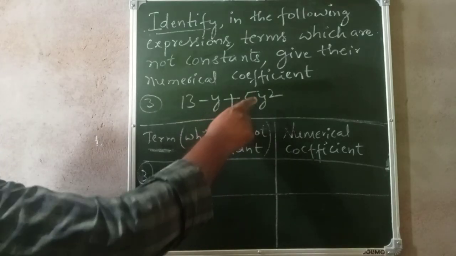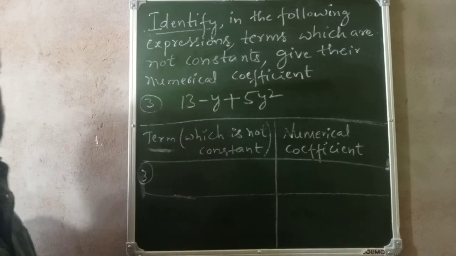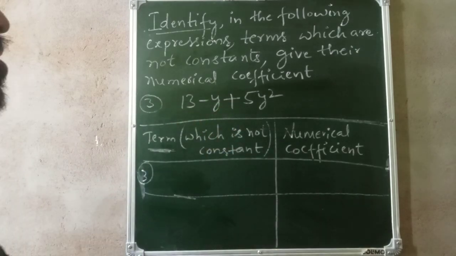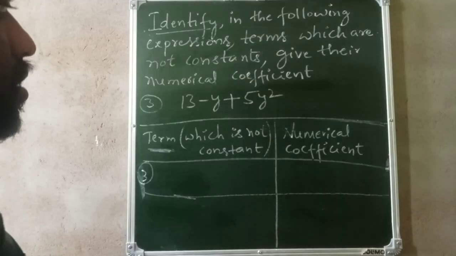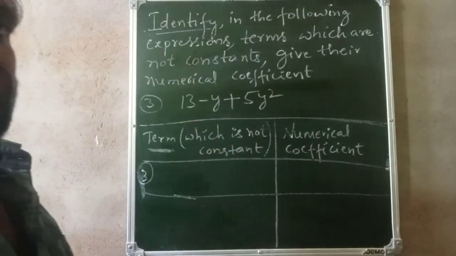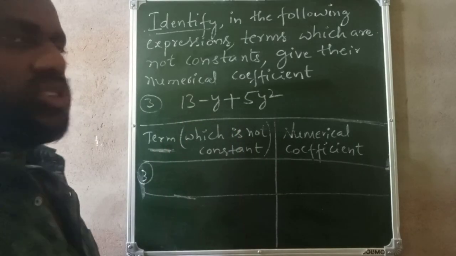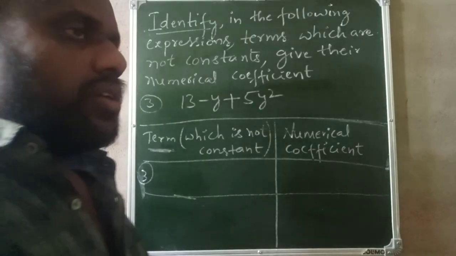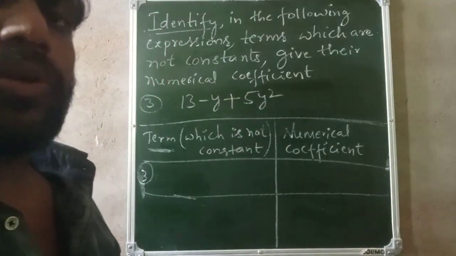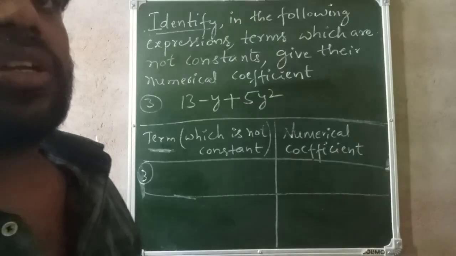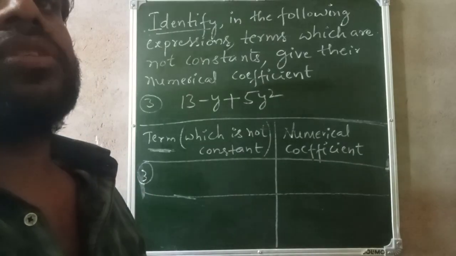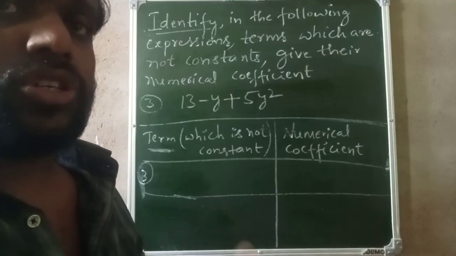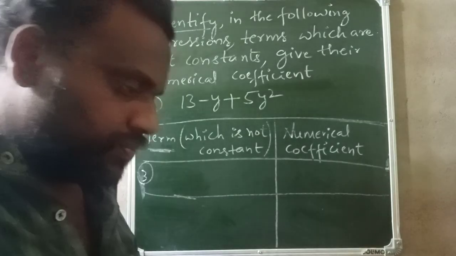Variable y, constants, and along with the plus and minus signs, all these things are present. In general we can call this an expression. So we are mainly focusing on the term which is not constant. In some expressions there will be only one term which is not constant, but in some cases there can be two terms or three terms which are not constants.